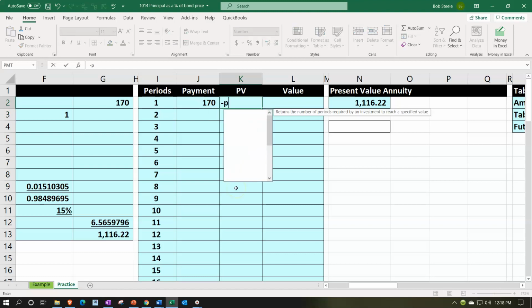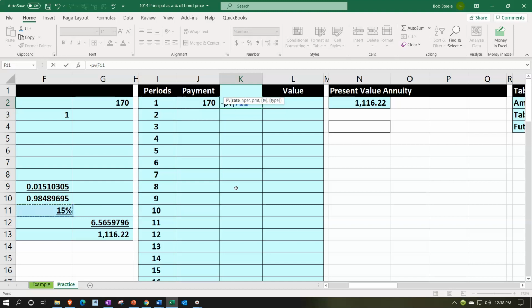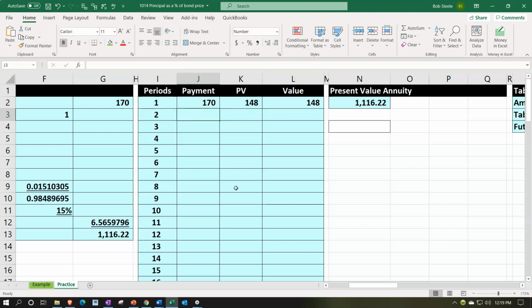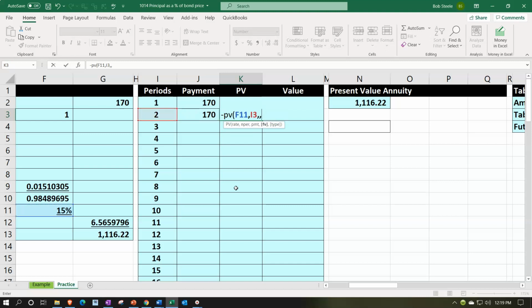And then we'll just present value this one at a time this time. This is going to be negative present value, shift 9, rate is going to be the 15%, comma, number of periods just 1, because we're just doing the one payment there, comma, comma, because it's not an annuity, 170. Bringing this on into the outside, let's do it again. Payment's going to be the same. Present value, negative, PV, shift 9, rate, it's going to be the 15%. Number of periods, 2, comma, comma, future value, 170, and enter.